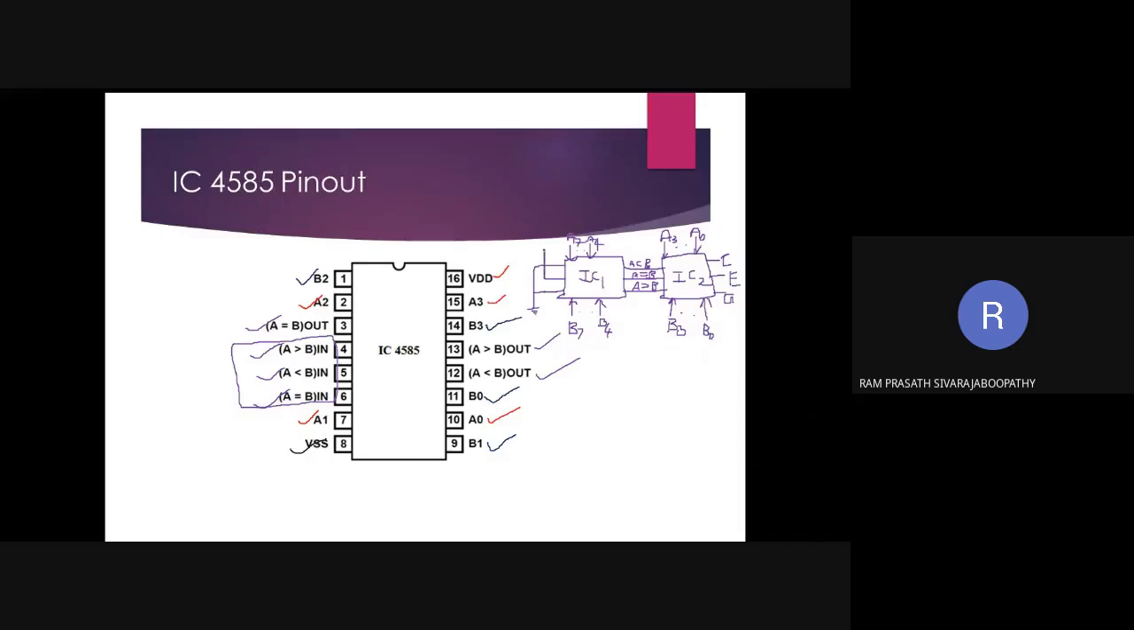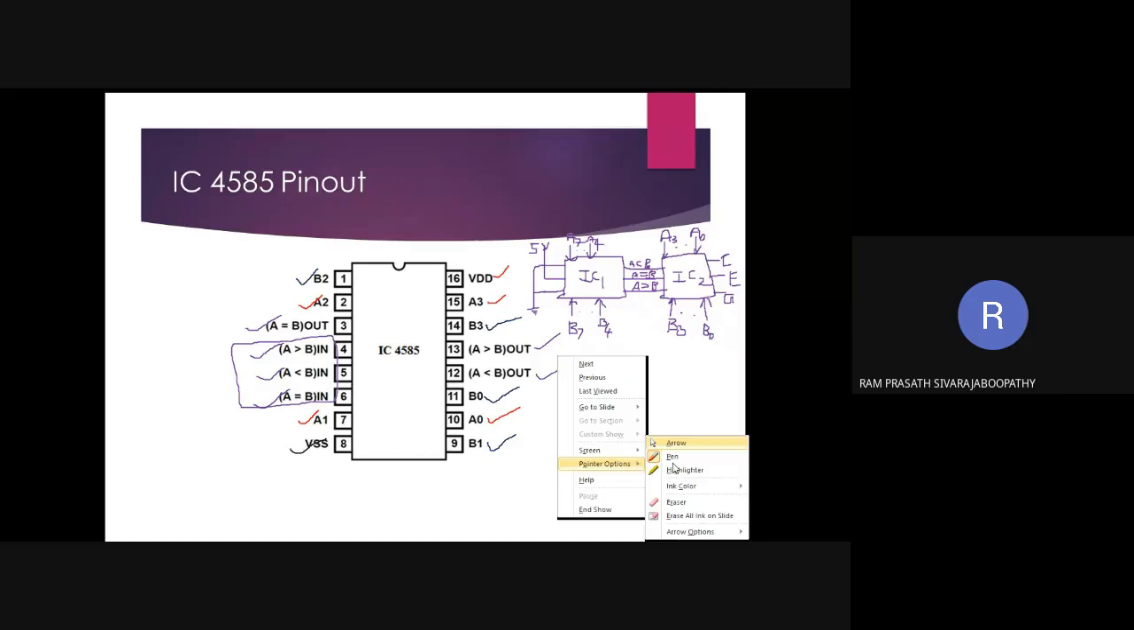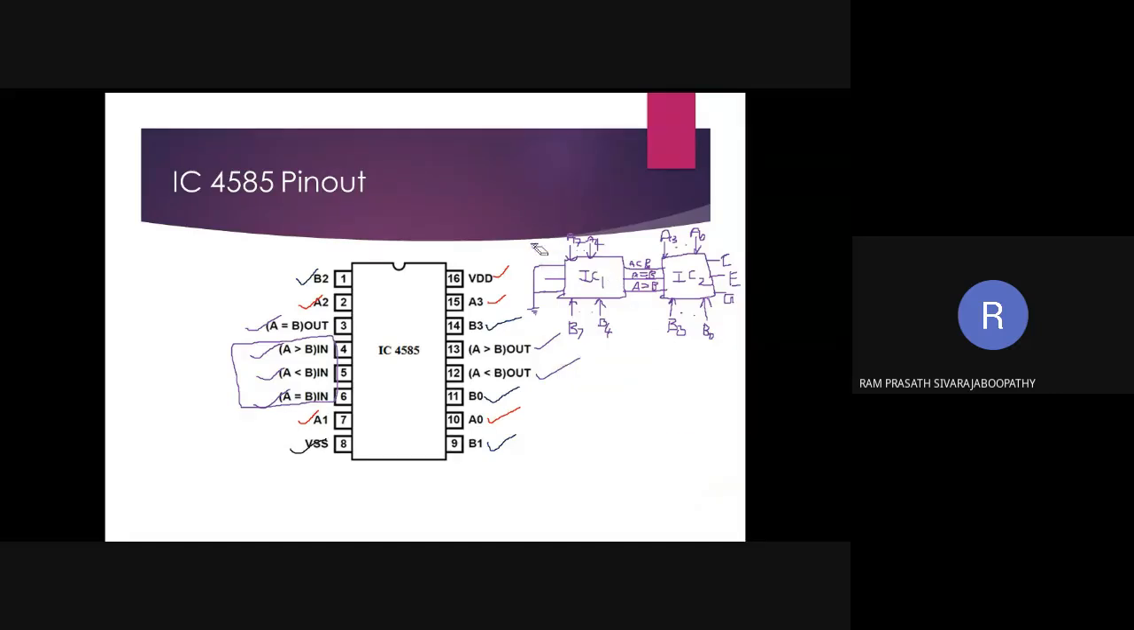A equal to B, what am I going to do? I am connecting to VCC, the 5 volts. Or logic 1 we can say. You can put logic 1 so that you can understand. So this equal pin must be logic 1. If it is 1, then only the inputs will be considered in IC1.